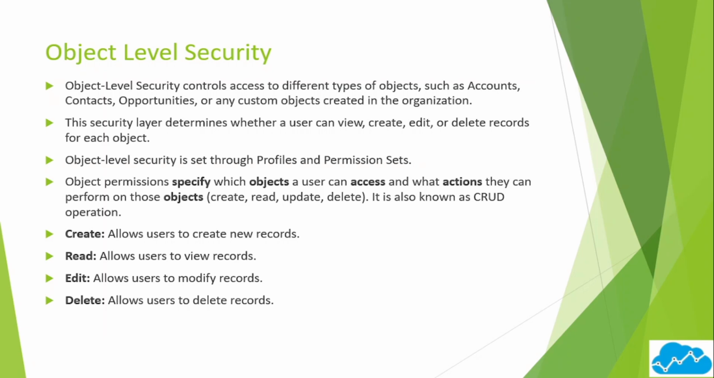So object permission is providing the access of objects and what actions they can perform on those objects. Also, for that object, which type of operation a user can perform. That may be create for creating the records, read for viewing the records, update for modifying the records, or they can delete the records. So it is also known as CRUD operation: create, read, update and delete.